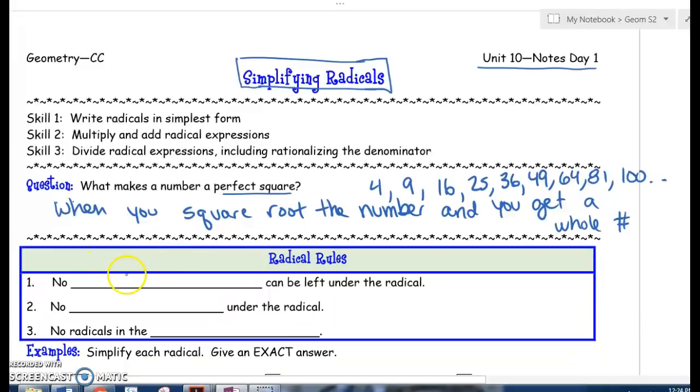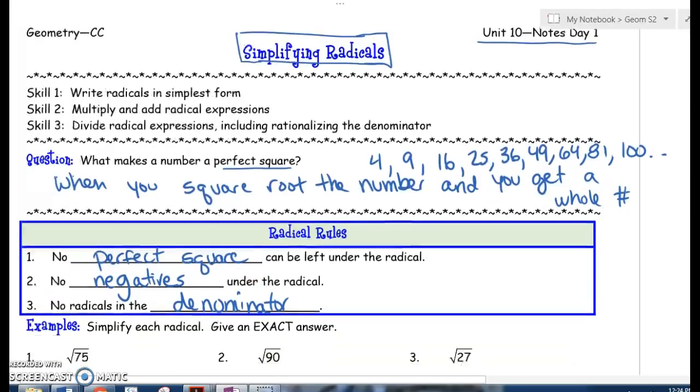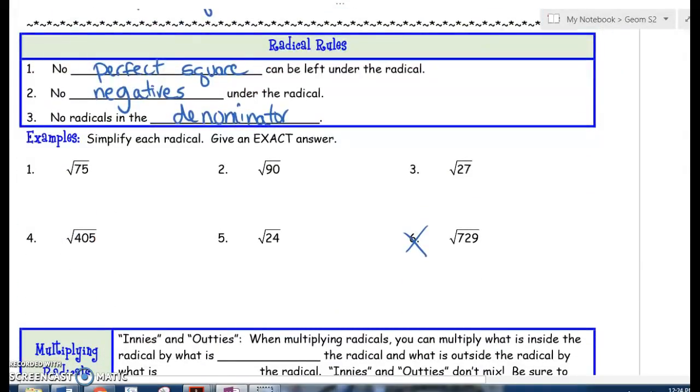Radical rules. No perfect squares can be left under the radical. No negatives can be allowed under the radical. And no radicals in the denominator. We're going to be dealing with problems that have one of each of those and how we fix those. So examples. These are just simplifying radicals. We did this last semester.